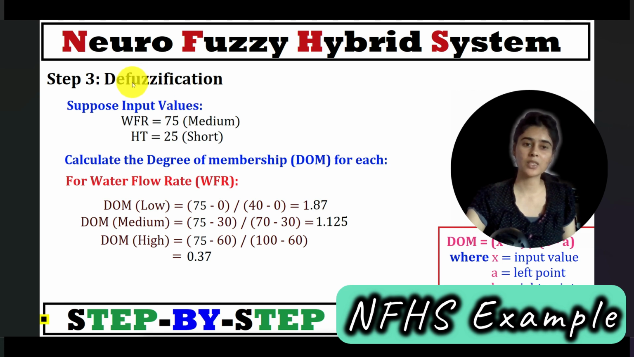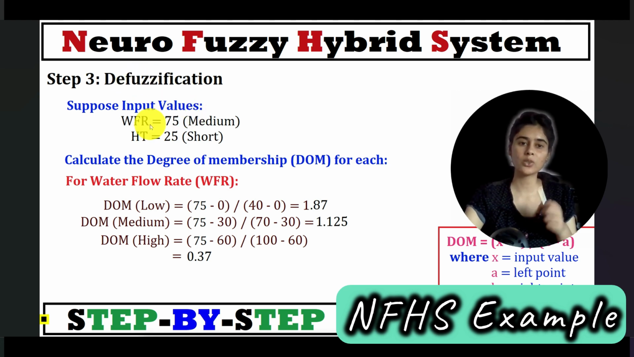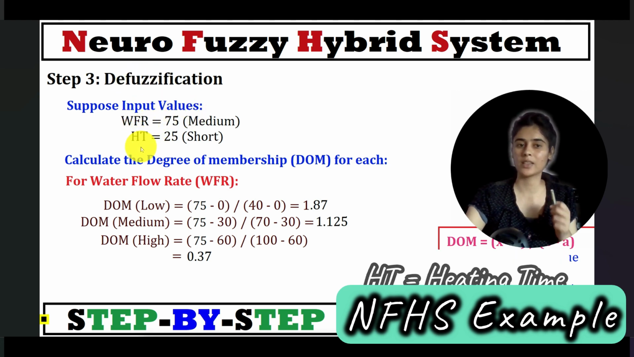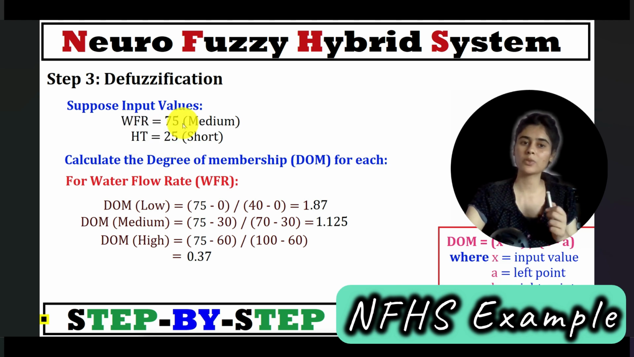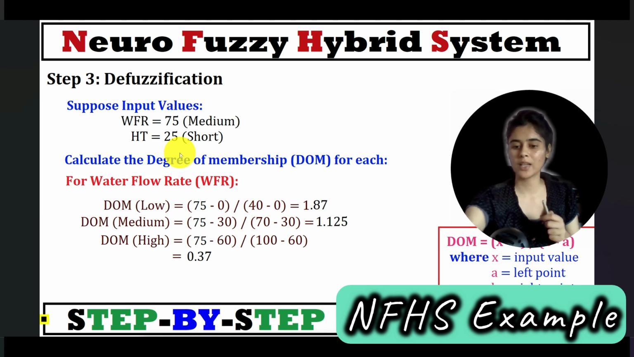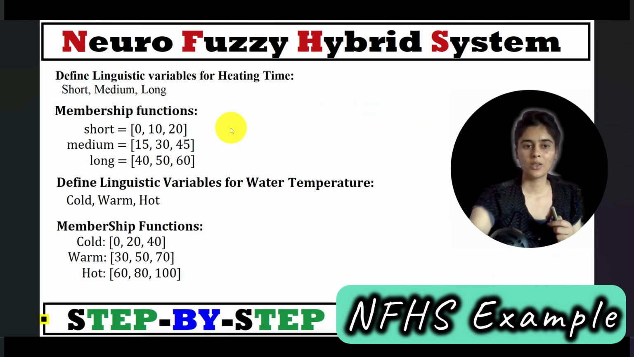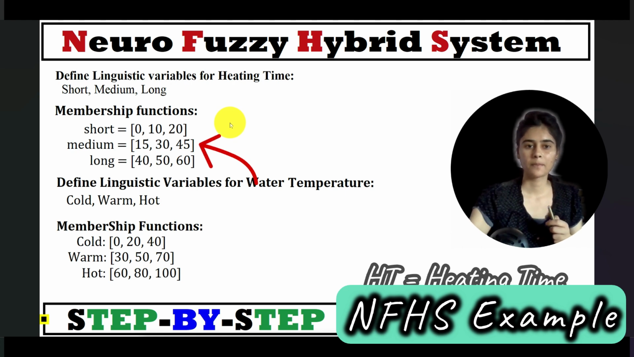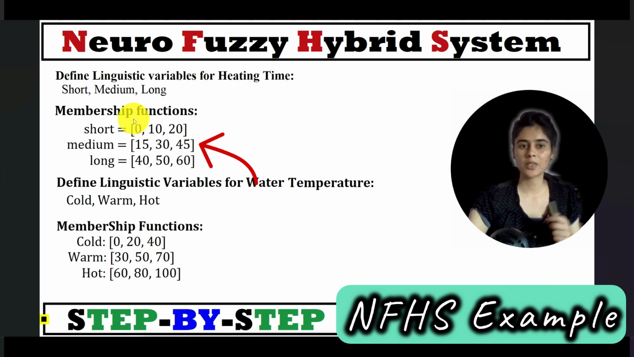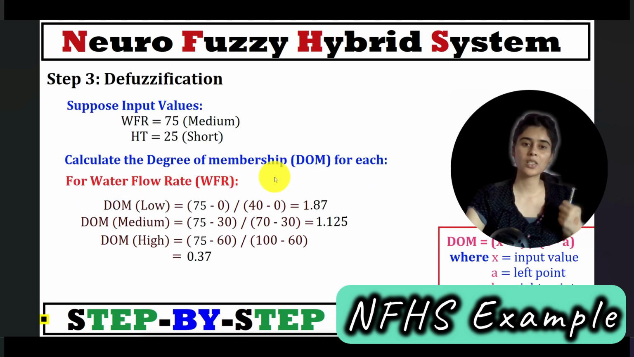Now we have the defuzzification process. So we consider two values for water flow rate and the heating time. Suppose water flow rate is 75 and the heating time is 25. Here you can see it is medium and short. As you can see, the heating time is considered 25, it is medium. Now we will use the fuzzy inference engine to calculate degree of membership for each.